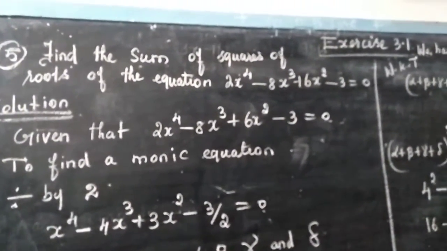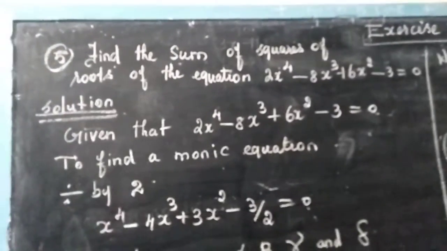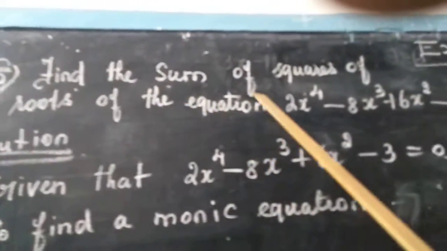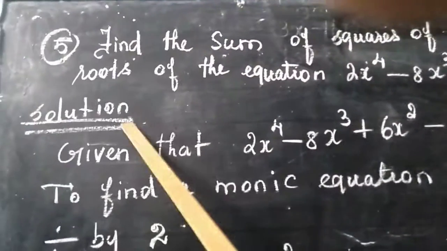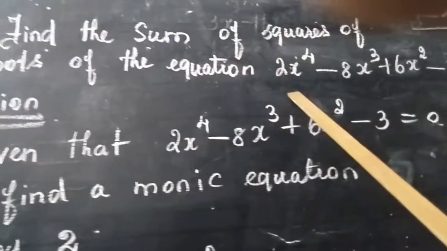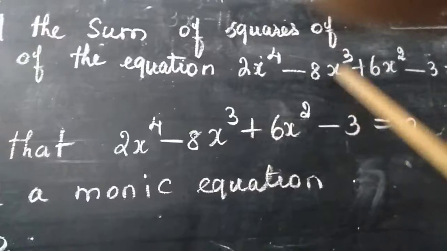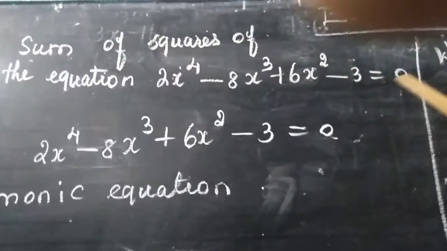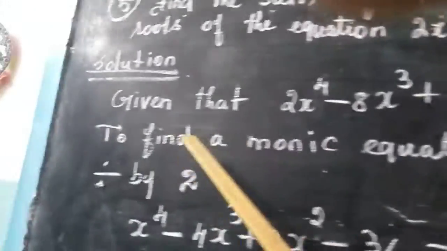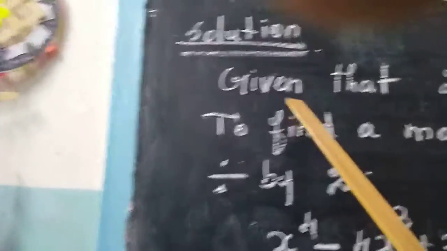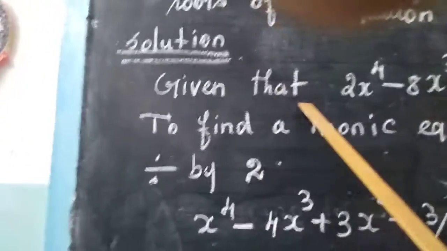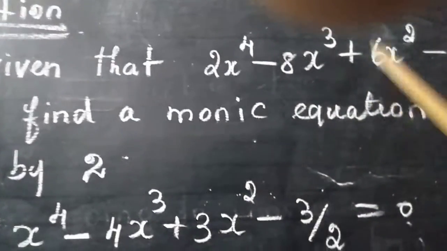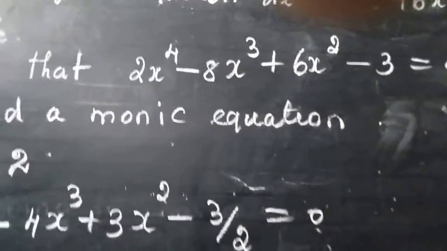Now we are going to learn about exercise 3.1 question number 5. Find the sum of the squares of the roots of the equation 2x^4 - 8x^3 + 6x^2 - 3 = 0. Now the solution here, given that 2x^4 - 8x^3 + 6x^2 - 3 = 0.